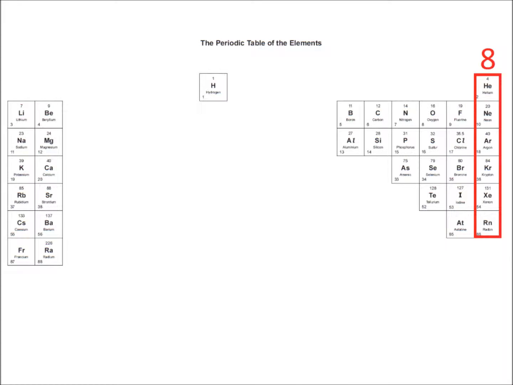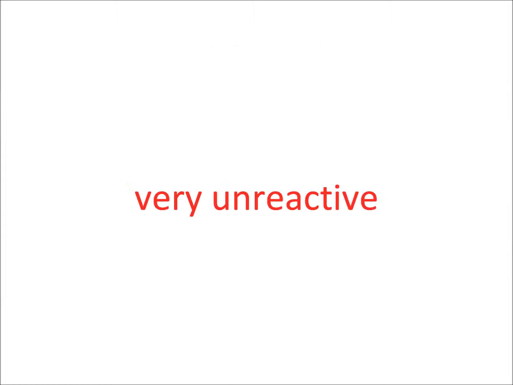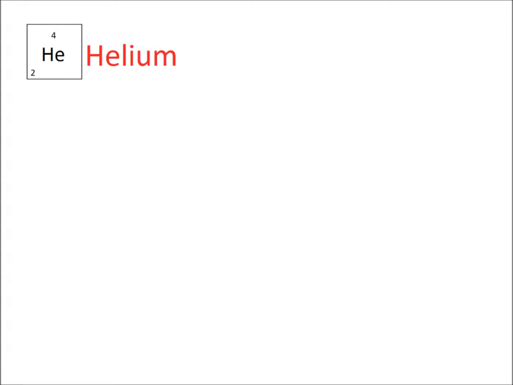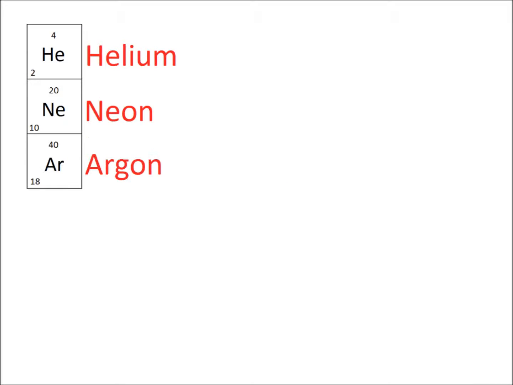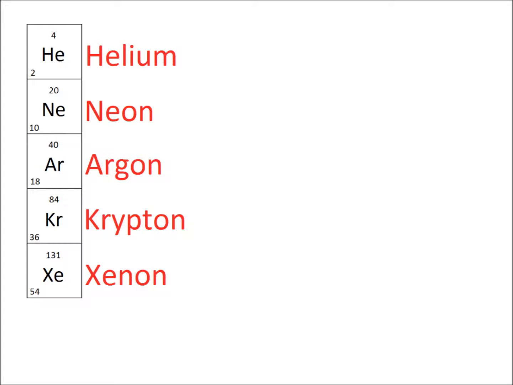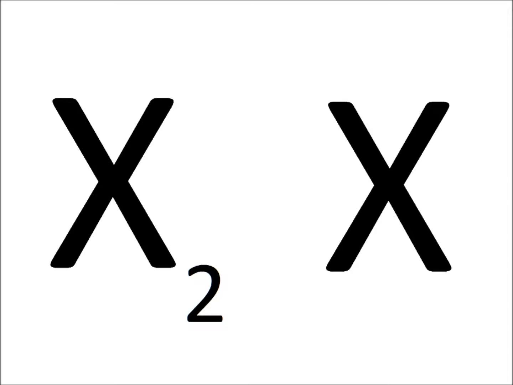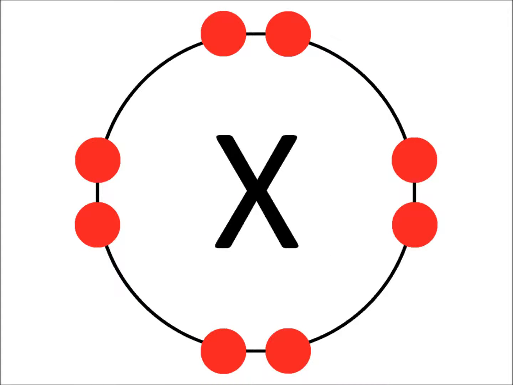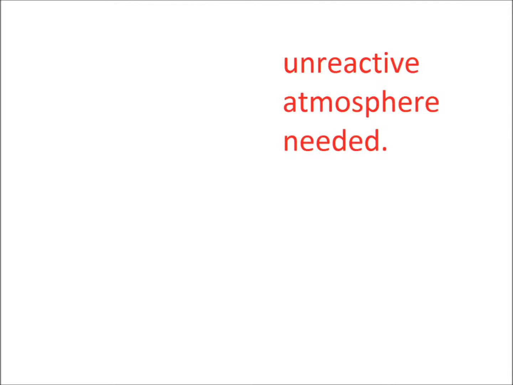These elements are called noble gases because they are very unreactive. This stability comes from their full outer shells. They include helium, neon, argon, krypton, xenon, and radon. These elements exist as single atoms rather than in molecules. They are commonly used when there is an unreactive atmosphere needed.